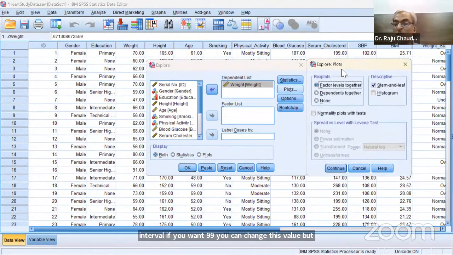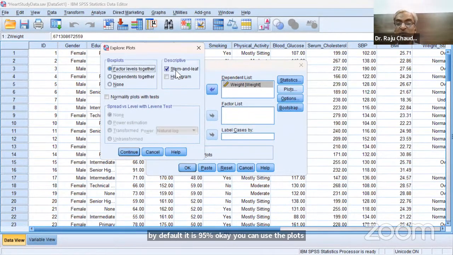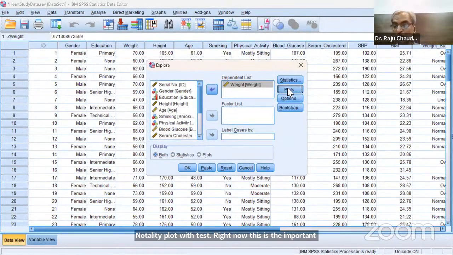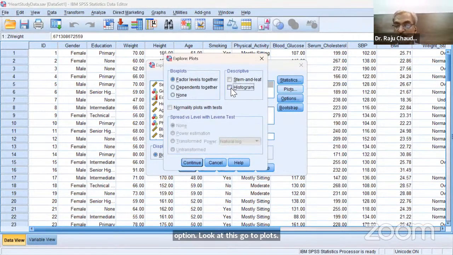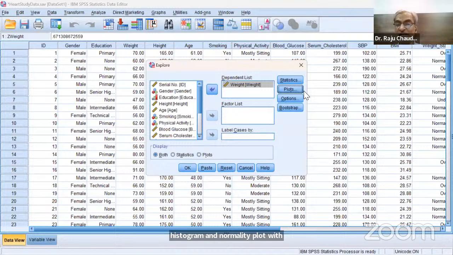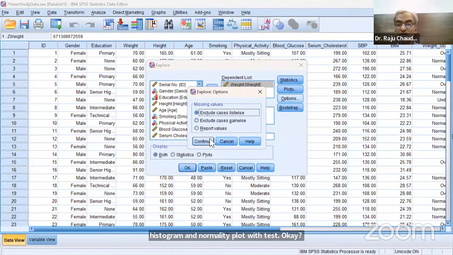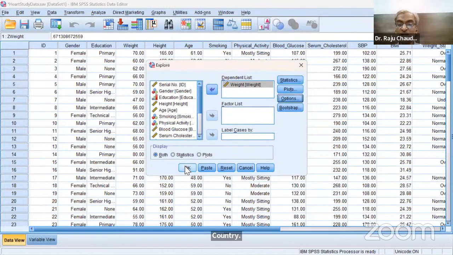You can use the plots also. That is histogram, normality plot with test. Now this is the important option. Look at this. Go to plots, and then remove this stem and leaf, select histogram and normality plot with test. Continue, and then in the options it is not required.